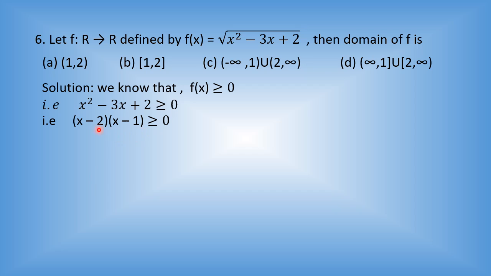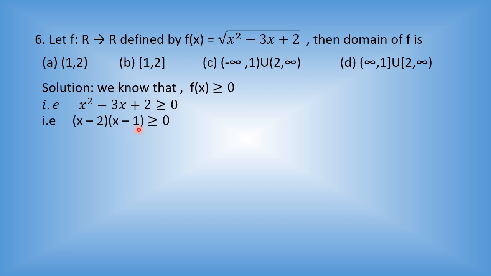Because when I take x greater than or equal to 2, if I take x equal to 2, then 2 minus 2 is 0, so this will be equal to 0. For x greater than 2, this term 3 minus 2 plus 1, here 3 minus 1 plus 2, both the factors are positive. So this is greater than 0.